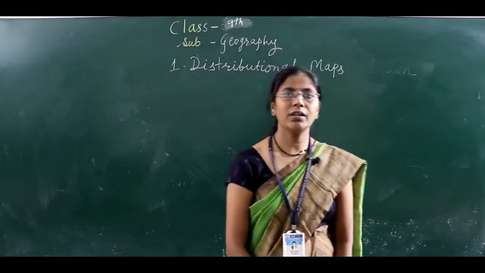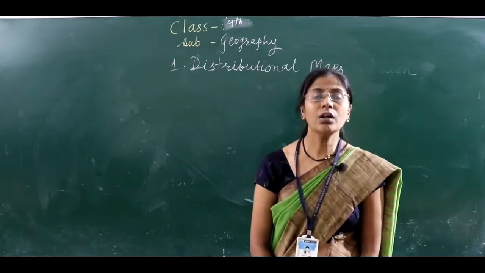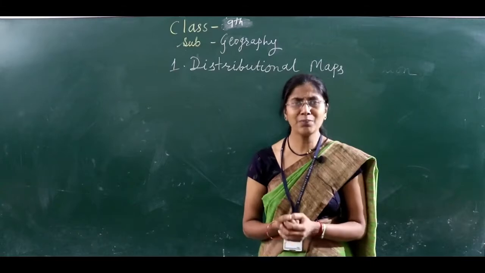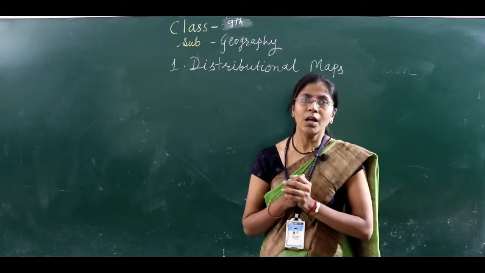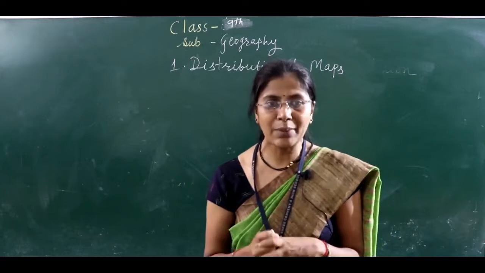Everyone knows very well the word maps. Maps show the location of various places. What is the aim of the map? It means to show the various types of places, and not only the places but also the variables.